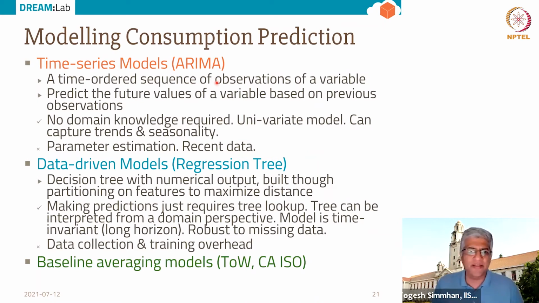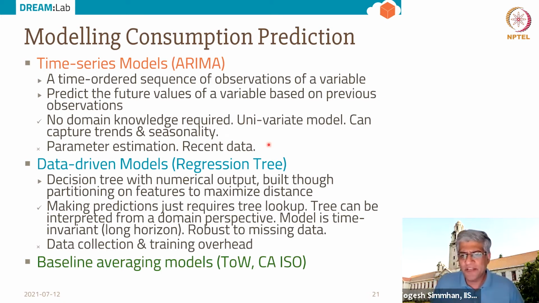ARIMA time series is a univariate prediction. You only need historic data about the time point and the sensor observation, and use that for forward prediction. It can capture seasonality, both daily trends and monthly trends, and so on. But it can only work over recent data. It doesn't do long-term prediction. It can only do short-term prediction.